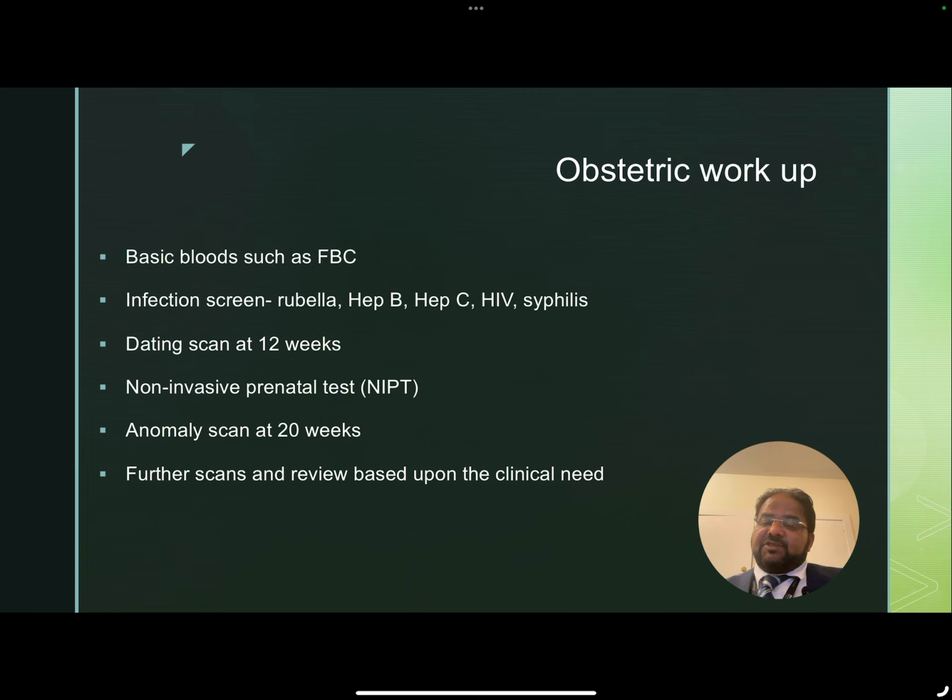The dating scan is offered around 12 weeks. We also offer non-invasive prenatal testing for genetic abnormalities, which is called NIPT. Then they have an anomaly scan at 20 weeks. Further scans and reviews are based upon their clinical need.